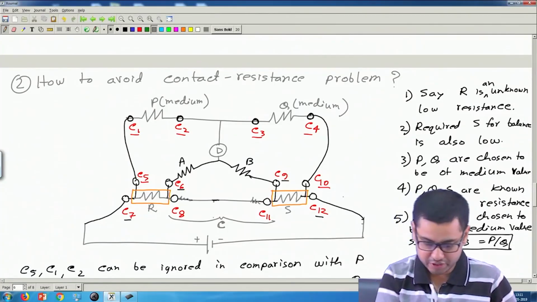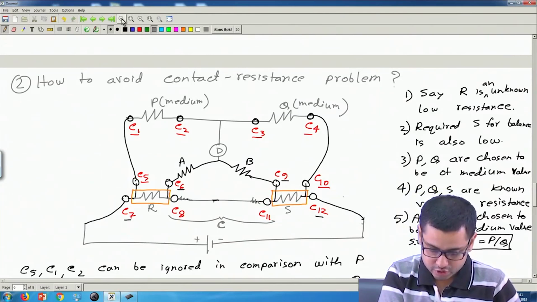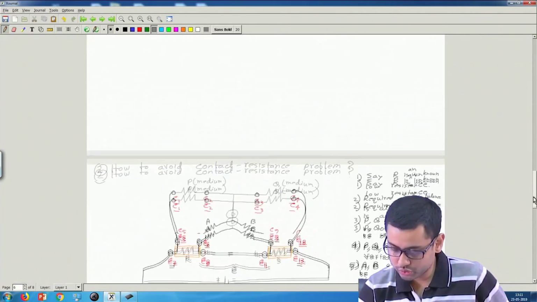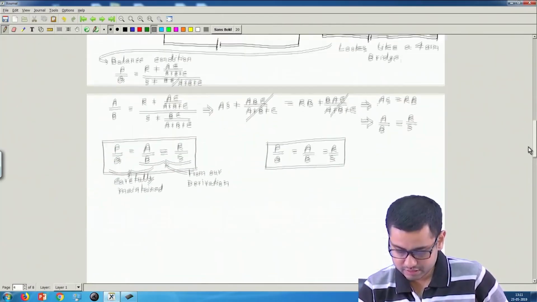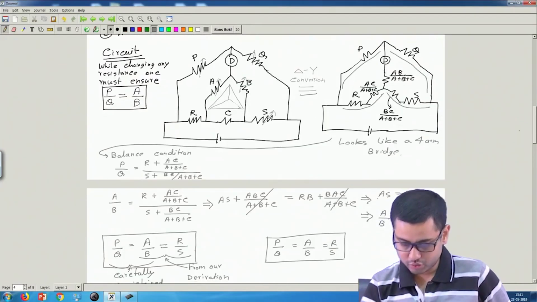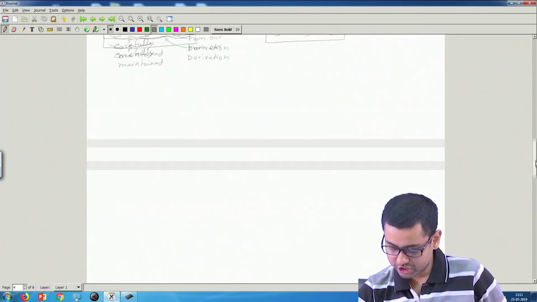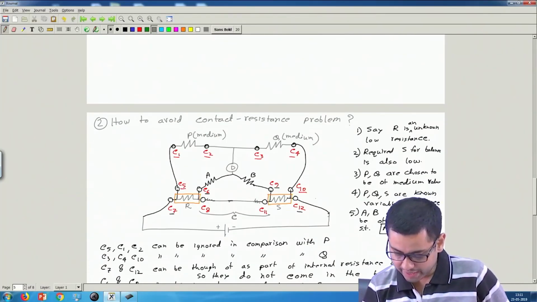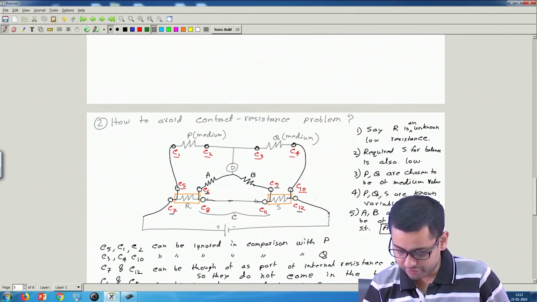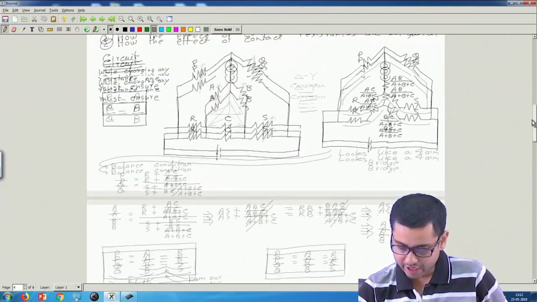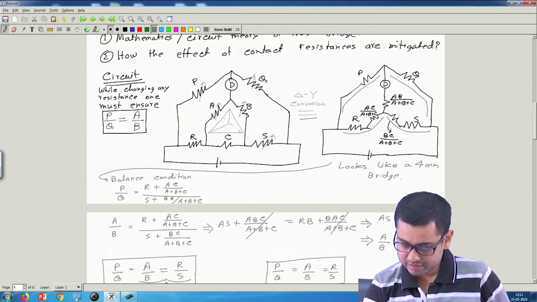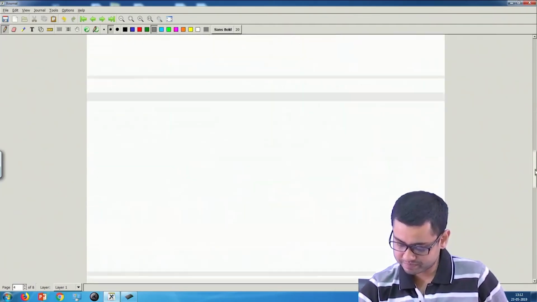this is nothing but our Kelvin's double bridge. Let me zoom out and show you the two circuits. So this is the Kelvin double bridge. We have, say you see, PQRS. Between R and S we have some resistance C. Here also PQRS. Between R and S we have C, and across C we have AB. So these two bridges are exactly the same.